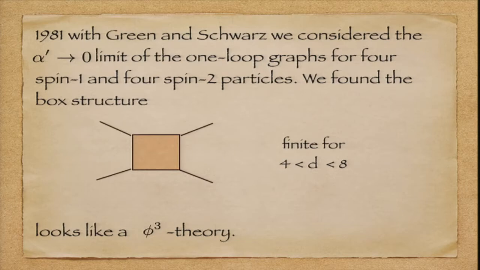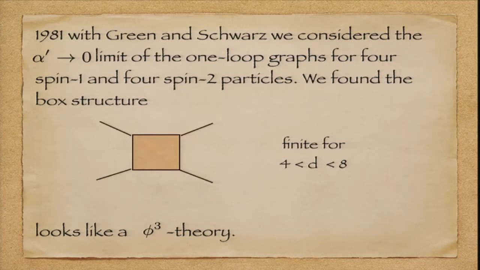And we were somehow hesitant to join this competition because we were not so trained in doing Feynman diagrams, and there must be some other way. And then, of course, we had gone back to study string theory. And in 1981, Mike Green and John Schwarz, from string theory, we considered the one-loop graph for 4 spin 1 and 4 spin 2 particles. And we got this kind of box structure.